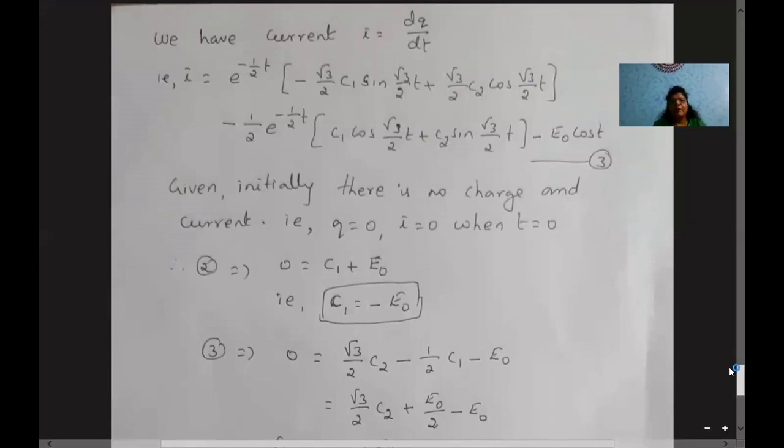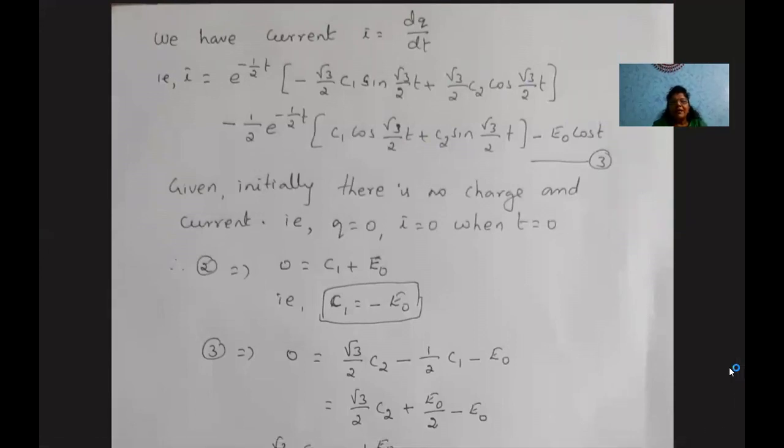Again using the uv product rule, that is e power minus half t into the derivative of cos root 3 by 2 t, which is minus root 3 by 2 c1 sin root 3 by 2 t, and the derivative of c2 sin root 3 by 2 t, which is root 3 by 2 into c2 cos root 3 by 2 t. And what is the derivative of e power minus half t? Minus half into e power minus half t. Thus, we obtain the I value as equation number 3.